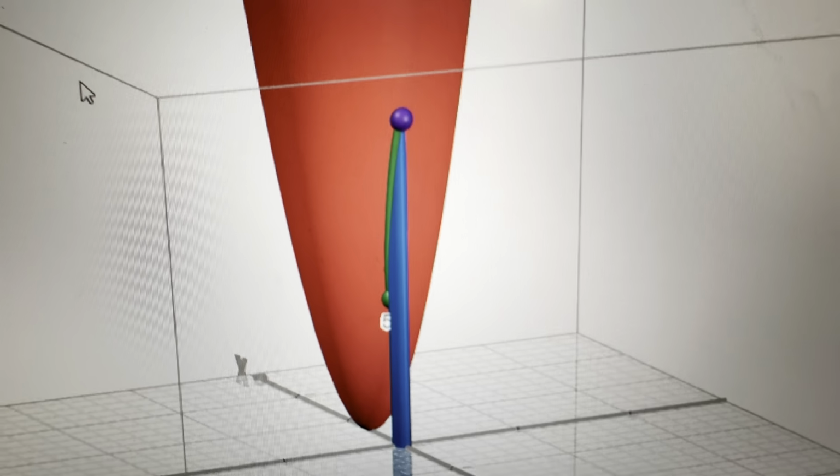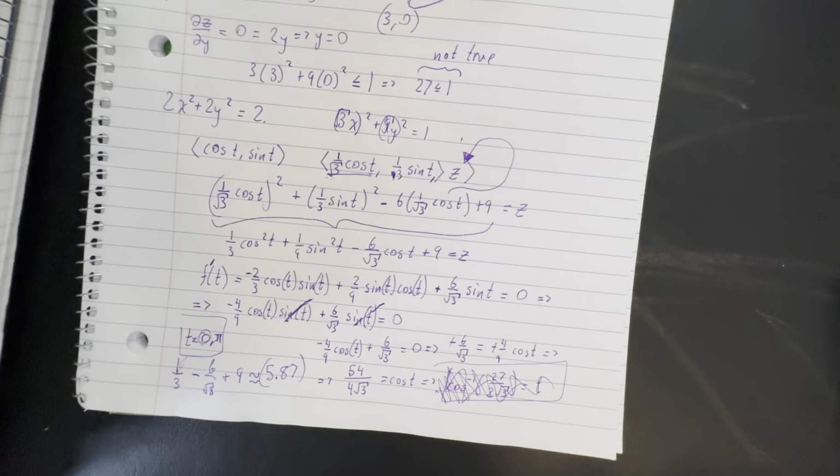Okay. So yeah, curvy things, parameterize it. It's way easier that way.